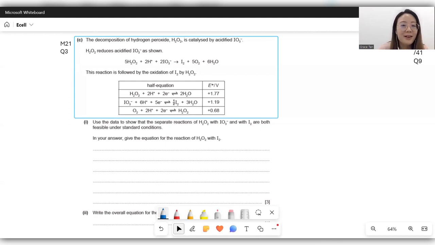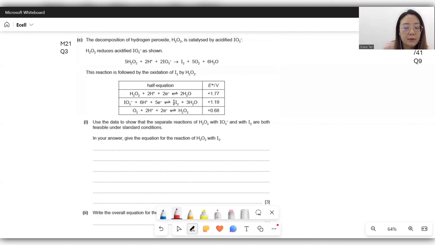Okay, so the H2O2 reduce the acidified iodate. Okay, they will reduce as shown. So they give the balance equation here. So what we can see here is that iodate, okay, which are right now, iodate here, the oxidation number of iodine inside here is +5, this is 0. So we know that iodine in the iodate undergo reduction. Okay, and the hydrogen peroxide, this is -1, this is 0, this is -2.